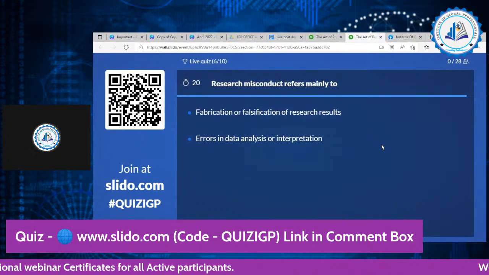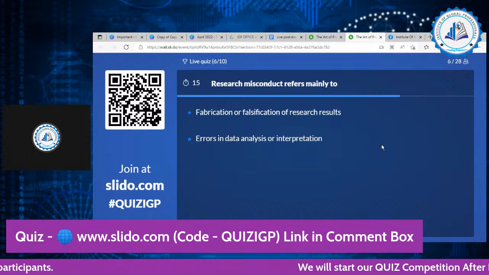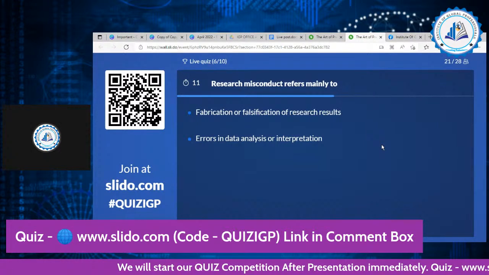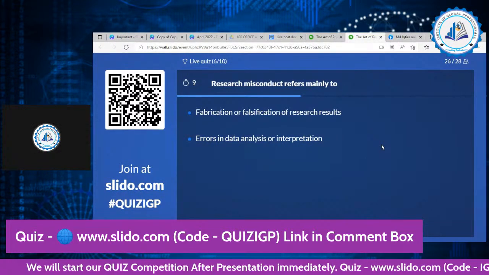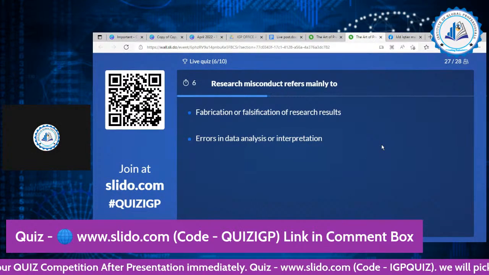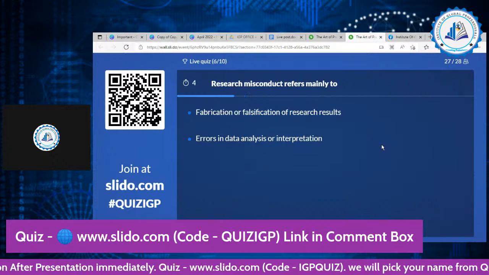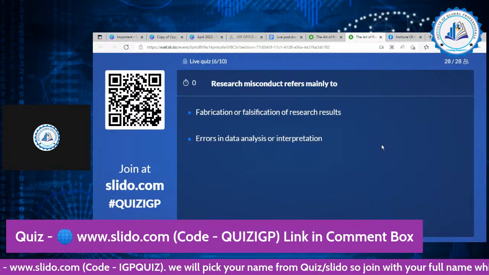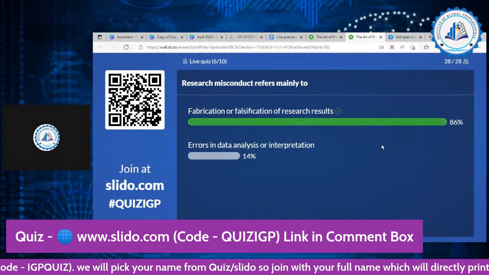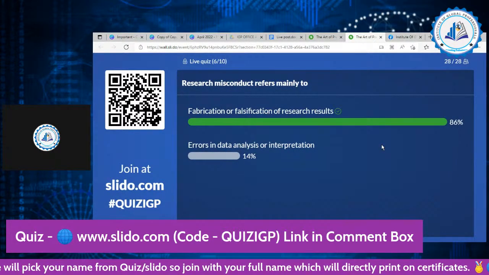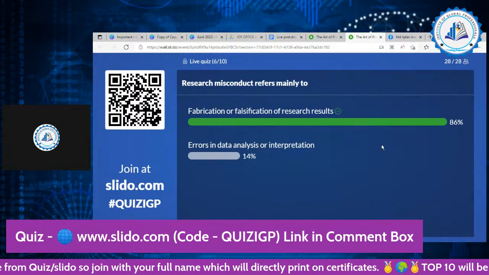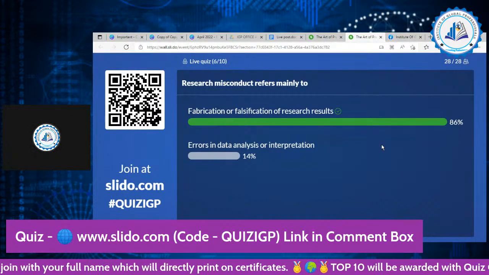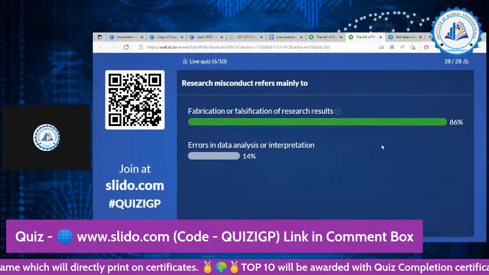Our next question is: research misconduct refers mainly to fabrication or falsification of research result or errors in data analysis or interpretation. 86% of our participants give the right answer, and the answer is fabrication or falsification of research result.